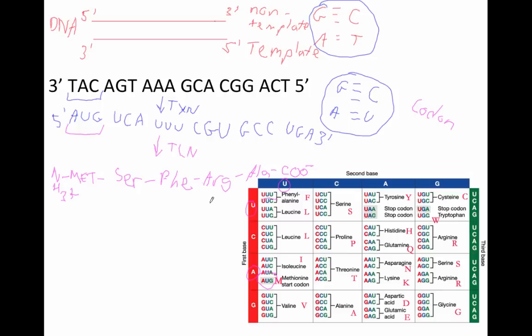So that's our protein. Again, to get full credit, write the amino acids out, starting with methionine, labeling the left end. The left end is always the amino end. The right end is always the carboxyl end. Okay, that ends this objective.